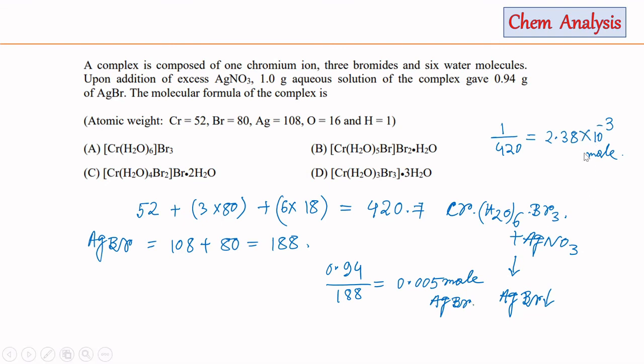That means this number of moles of complex is precipitating 0.005 mole silver bromide. How many moles of silver bromide does 1 mole of this complex precipitate? We will get that by dividing this value by the moles of the complex. It will come to about 2. Therefore we can say that outside the coordination sphere there will be 2 bromine atoms, and the molecular formula for this complex will be this one, that is option B is the correct answer.